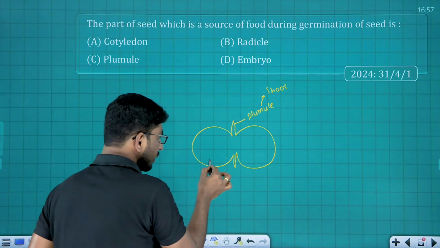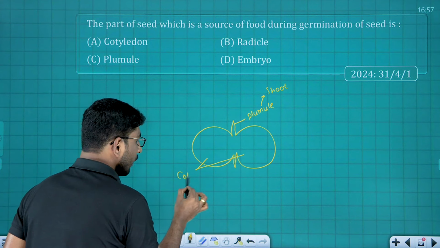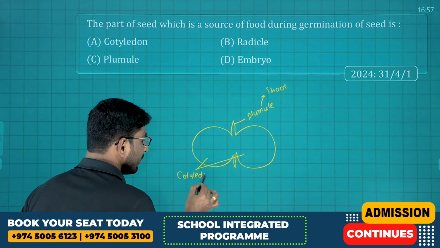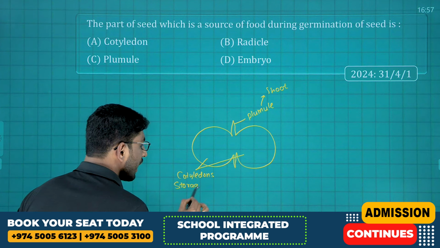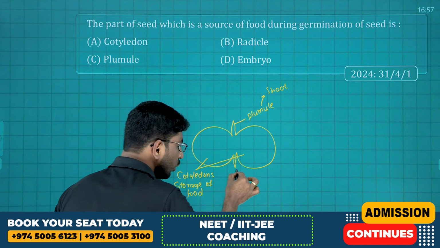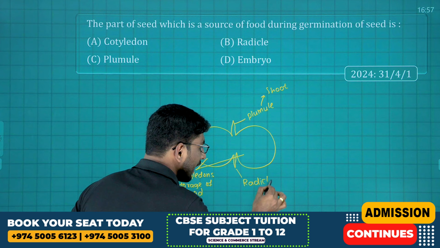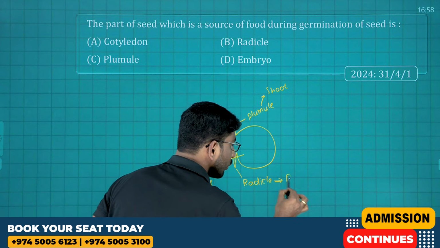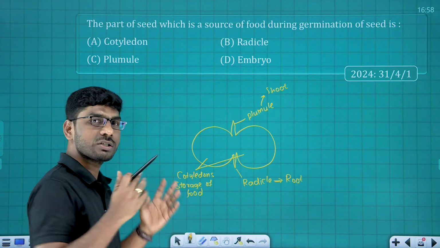What are these two structures? These two structures are known as cotyledons. Remember all of you, the cotyledon function is storage of food material. Now this lower structure is known as the radicle. This radicle gives the future root. Yes or no, students? Future root. This is the dicot seed structure.